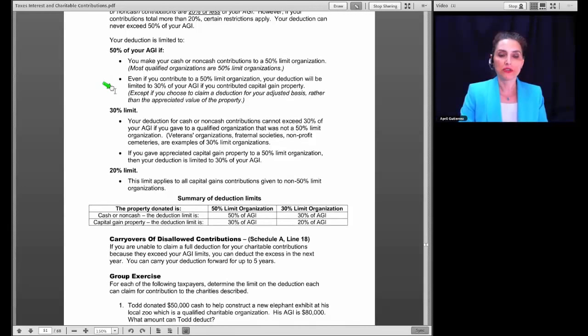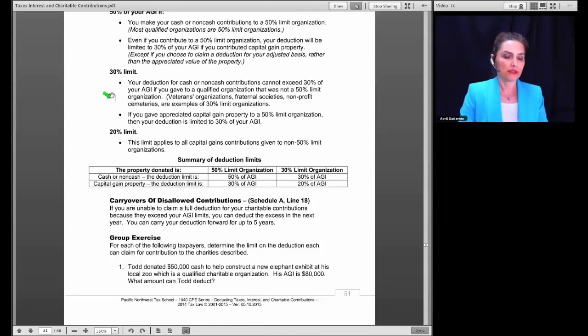Now, even if you contribute to a 50% organization, your deduction will be limited to 30% of your AGI if you contributed capital gain property. And there is a 30% limit as well.